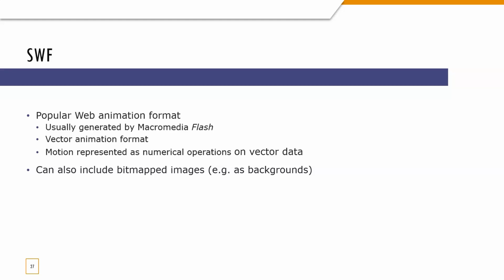In our syllabus, we will use Flash or the animator, so we will discuss it later in the tutorial session. SWF is actually a vector animation format. If you remember, we have learned about bitmap images and also vector images. Motion is represented as a numeral operation on the vector data. The basics of animation, as we have learned earlier, are based on a collection or sequence of images.